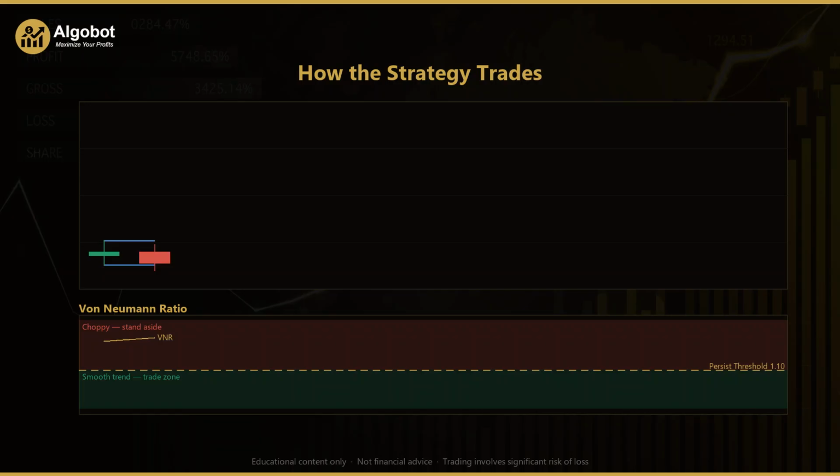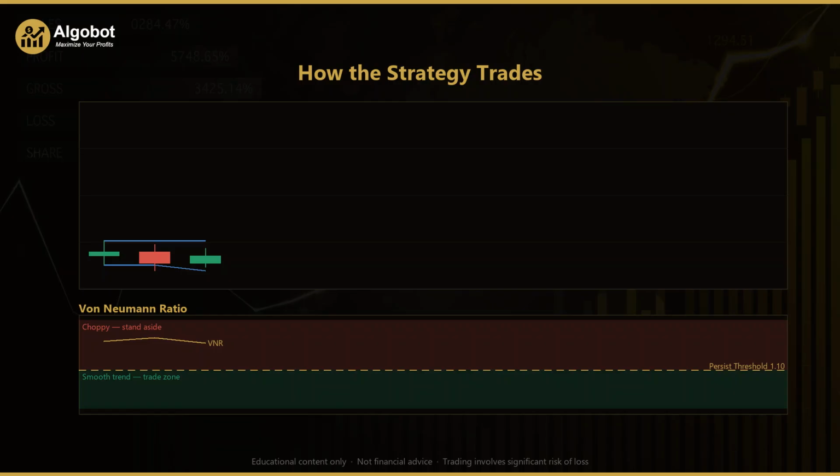Let's bring the strategy to life on a chart. At the top, you can see the price candles with a breakout channel drawn around them. And in the panel below sits the von Neumann ratio, our smoothness gauge. The dashed line marks the persistence threshold at 1.10. Remember the rule. The ratio has to sit below that line, in the green smooth trend zone, before the strategy will even consider a trade.